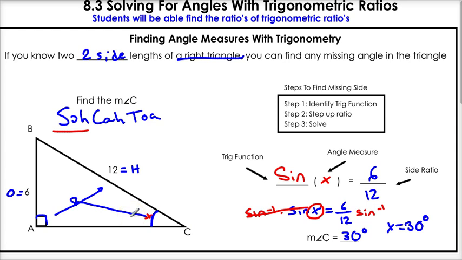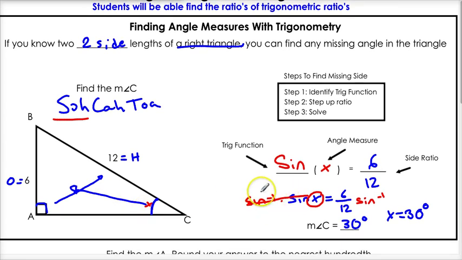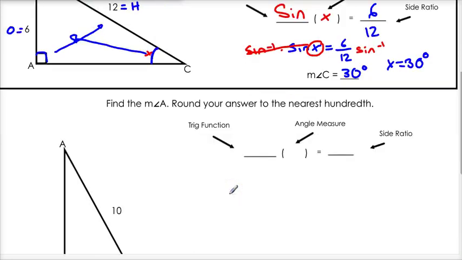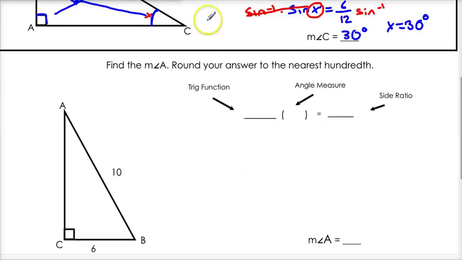Wow! You might be confused. You say, what is that inverse trig function thing? You know what? Let's do it a few more times. Let's get comfortable with it. So, in this example, we're going to find the measure of angle A, and we're going to round our answer to the nearest hundredth. Before we get started, let's make sure we have all our information. Yes, this is a right triangle, and yes, we have two sides. So we are looking pretty good right now.